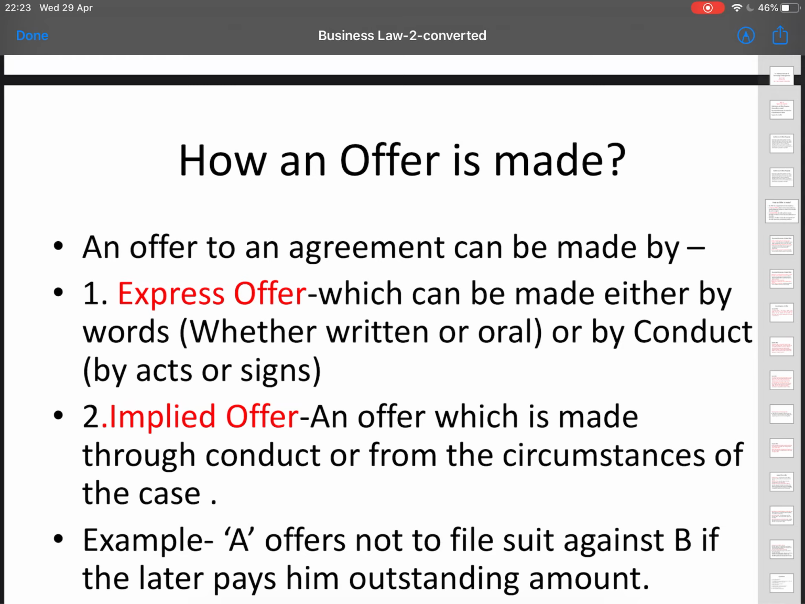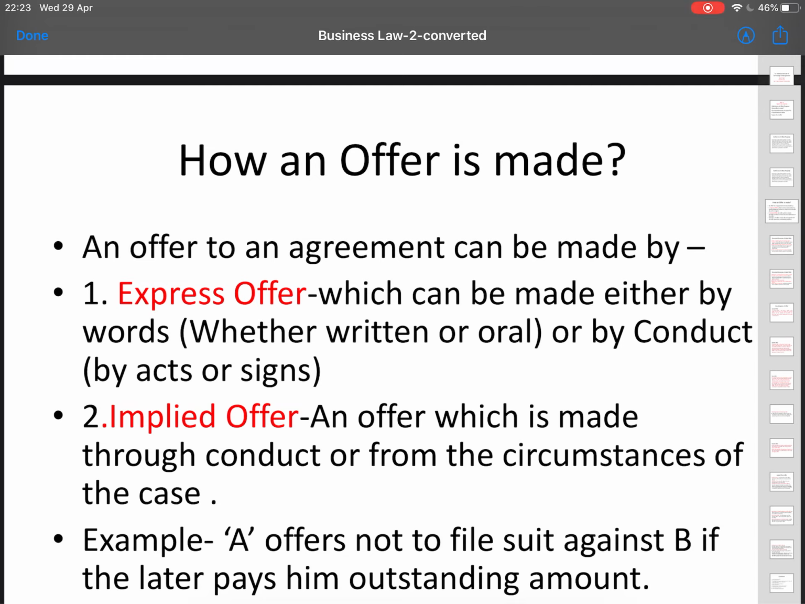For example, A proposes by a letter to sell a house to B for a certain price, and B replies and gives his acceptance by a letter to A for that particular price. This is an express offer by words.